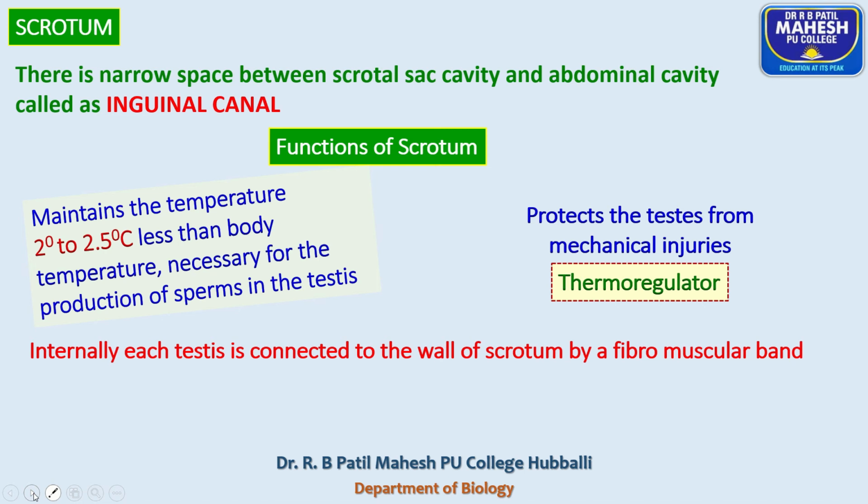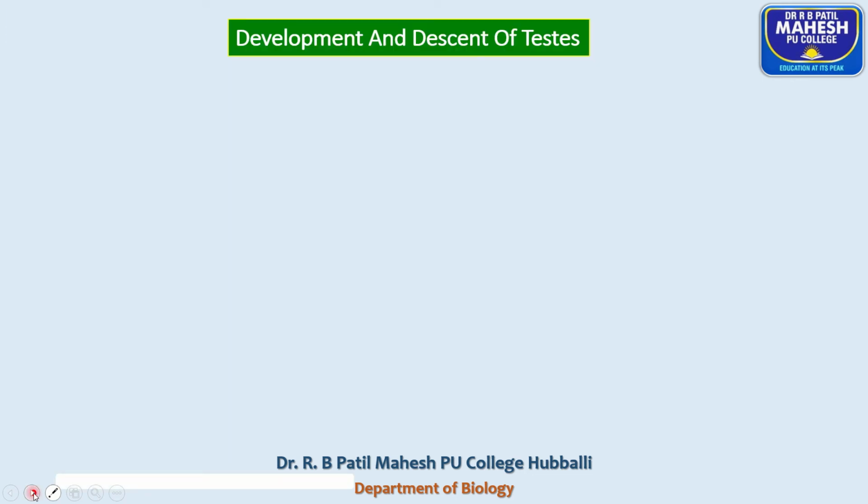and that fibromuscular band is called gubernaculum. The cavity of scrotum is connected to the abdominal cavity through the inguinal canal, and the testes are connected to the scrotum by means of a fibromuscular band called gubernaculum. Then come back to the development and descent of testes.